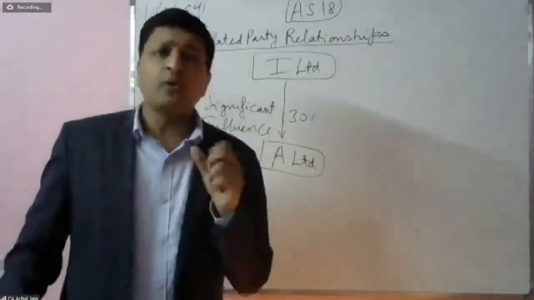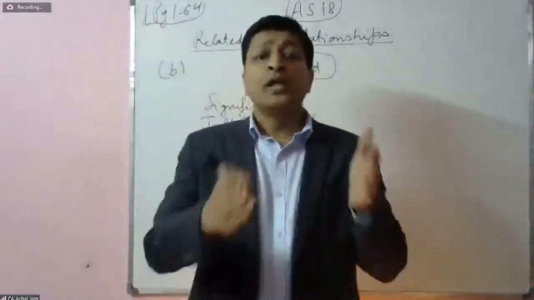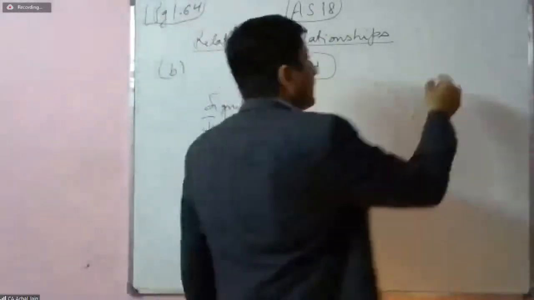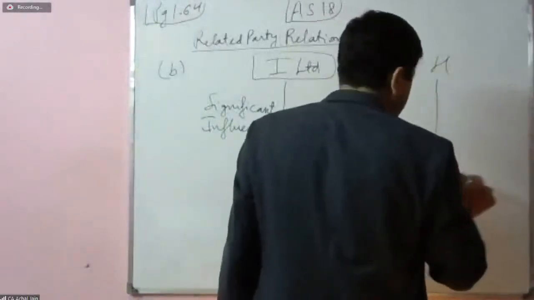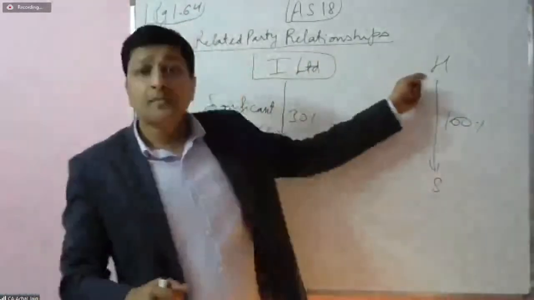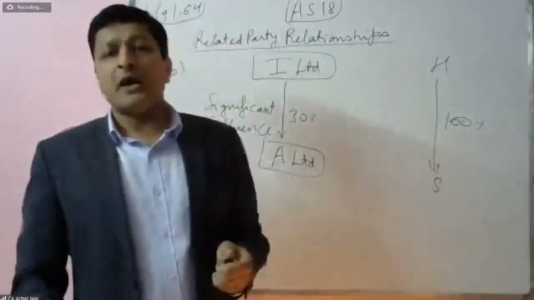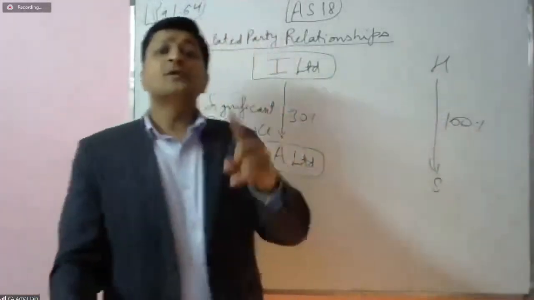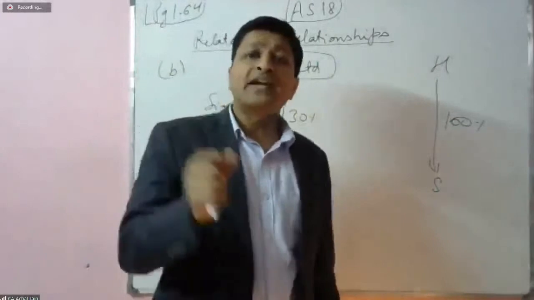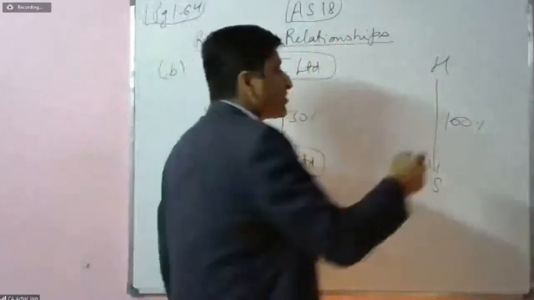See, when it comes to control, control means an entity will be able to direct the decision making of another entity. For example, when we talked about H and S, wherein H was having control over S, H had the power to direct the decision making of S. Means if any decision is required to be made in respect of S, whose approval will be required? Approval of H. Who is having the power to take decisions in respect of S? It is H. That is called as control.